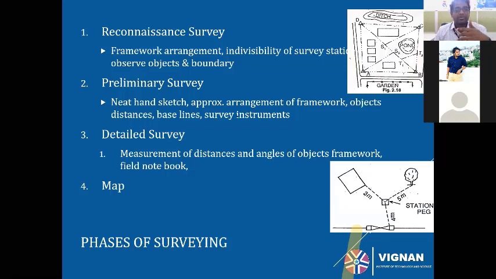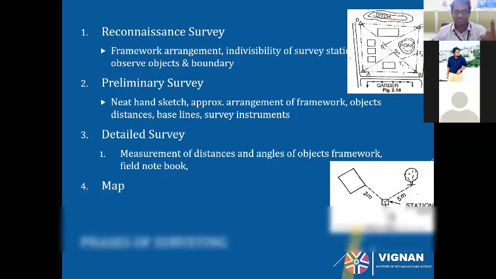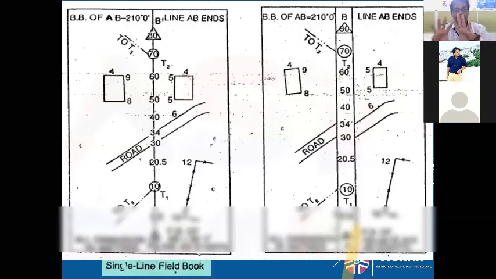So this is how the steps of a survey are to be conducted. One is reconnaissance survey, second is preliminary survey, third is detailed survey, and fourth is the plotting of the map, right? So this is how the field notebook can be visualized, right? I have a single field book there, and the right side is the double line book.